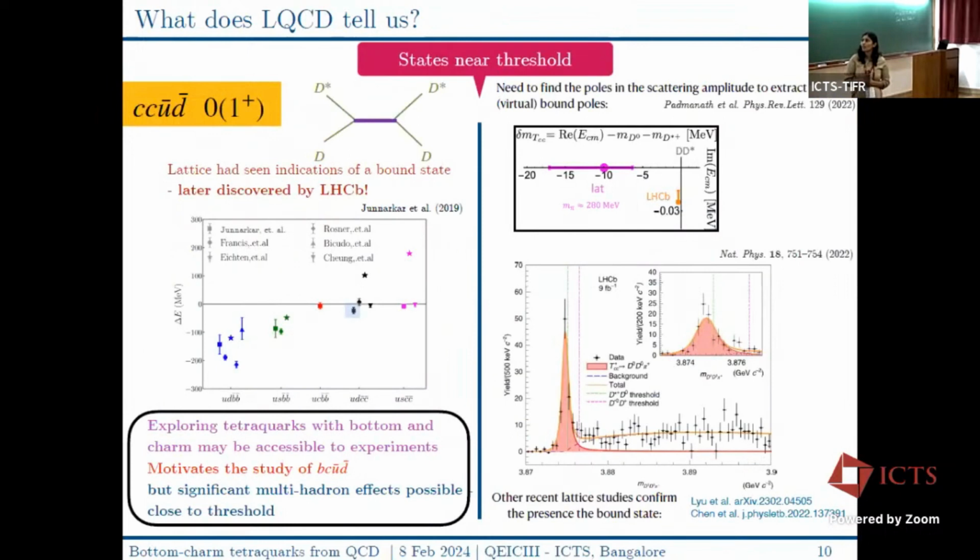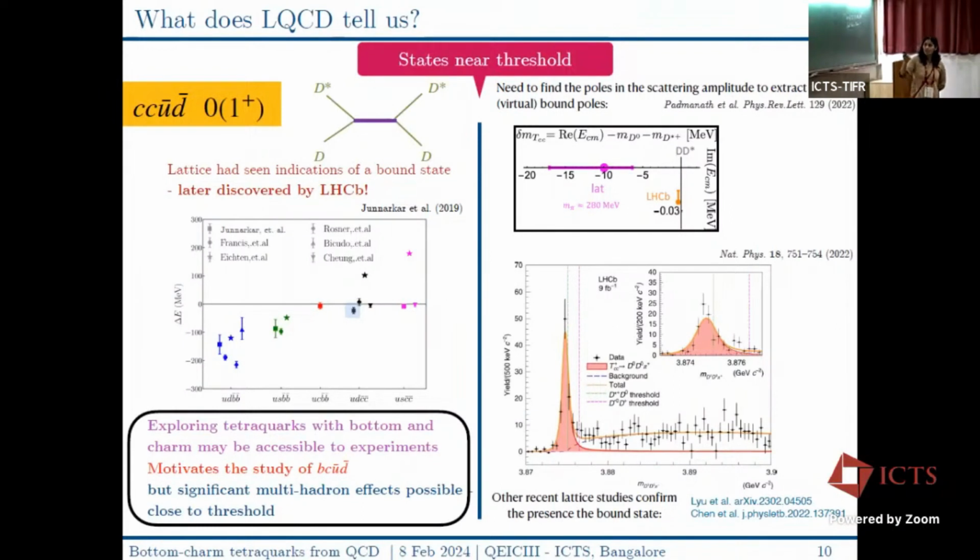So next, what we'll see is the cc ū d̄ in the 0, 1+ channel. In this case, the state is a little closer to the threshold. Since it's not as deeply bound, we can expect possible multi-hadron effects because it is slightly close to threshold. So we have to be a little more careful in lattice QCD for these calculations. Again, here I've plotted the binding energy on the y-axis, and over the x-axis are all the different types of combinations of tetraquarks.